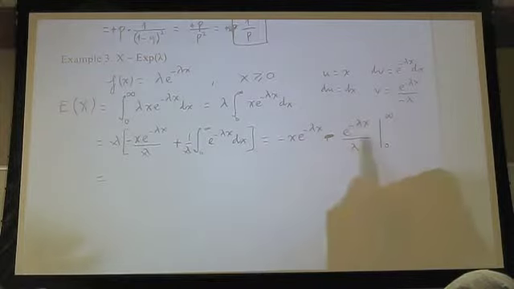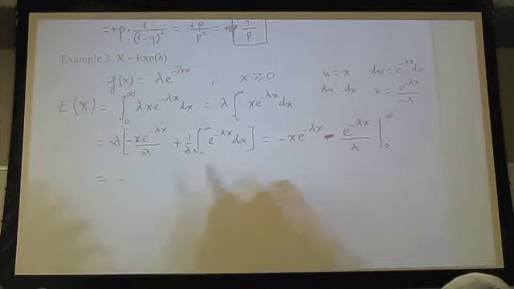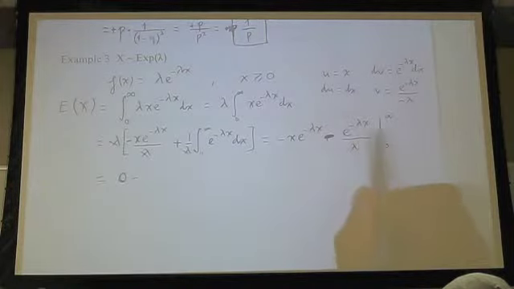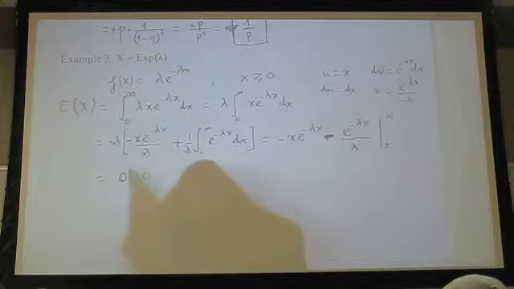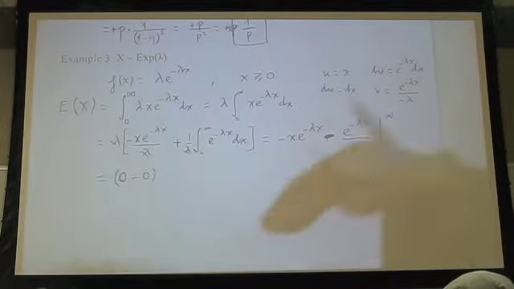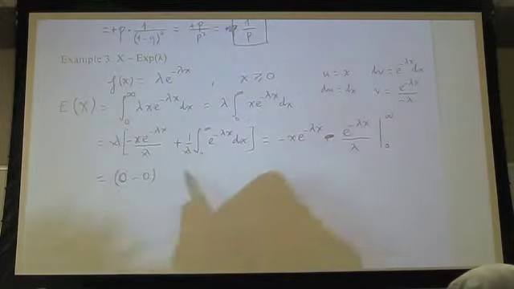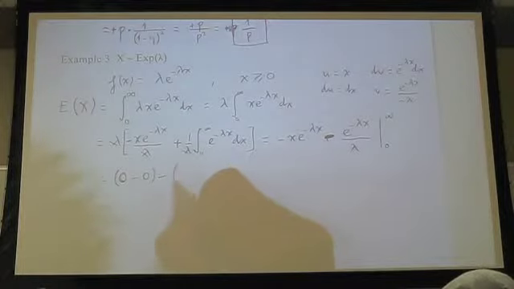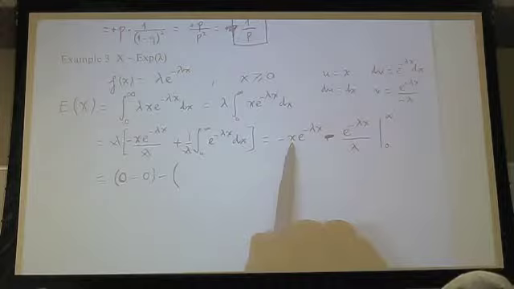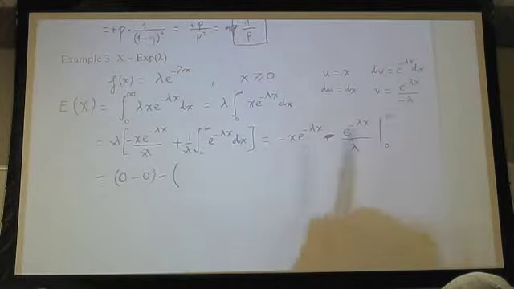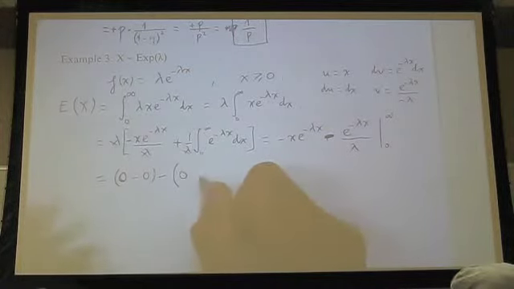Okay? And then the next one right here is minus, so this is 0 minus 1. 0 as well, so 0 minus 0. Okay? That's the upper limit. And then the lower limit. So now minus the lower limit. I'm going to put 0 in. 0 times 1 is 0. So that's gone. So this is 0.